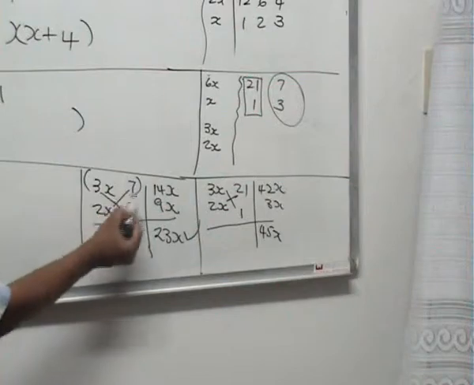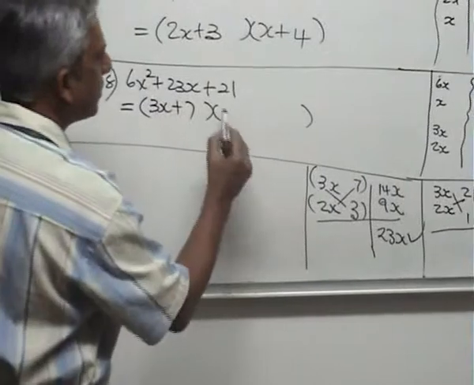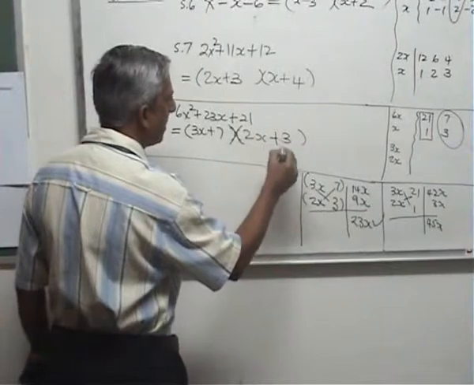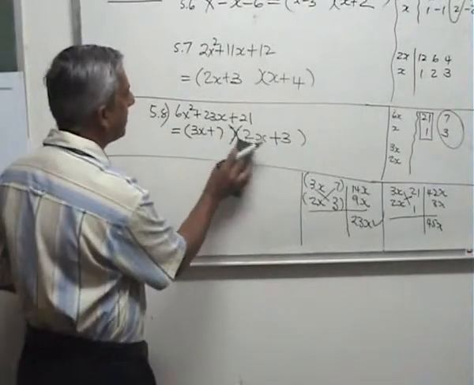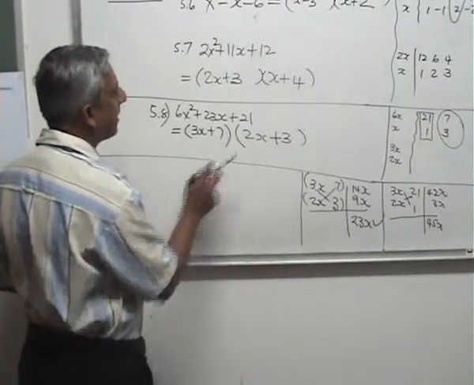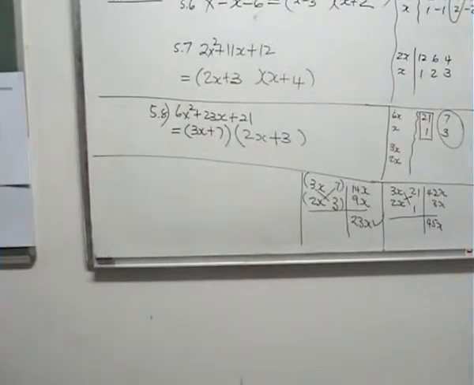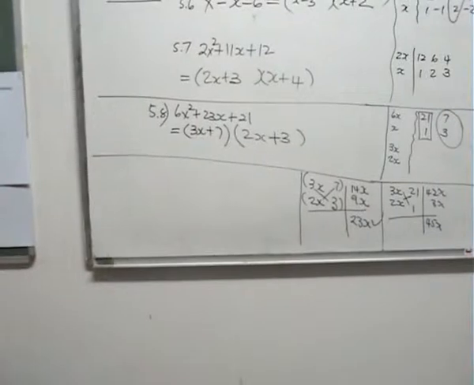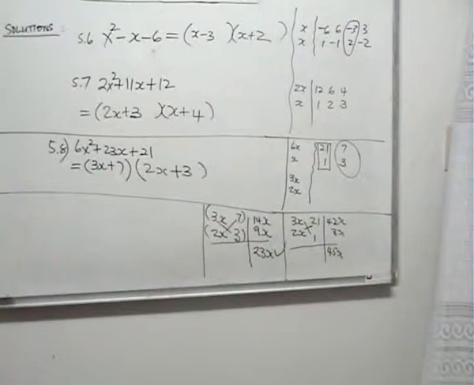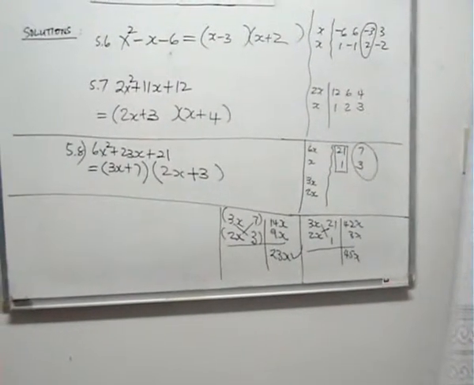The top two goes in one bracket, bottom two in one bracket. 3x plus 7 into 2x plus 3. Now be careful, my writing is a bit untidy here. These are the brackets now, this is not x's. Right, that's better. So that's how we get 5.8. And then we've got the one last one, 5.9. I'm just going to let the DVD roll a little bit so that you can see the working over there. And then I will do 5.9 for you.